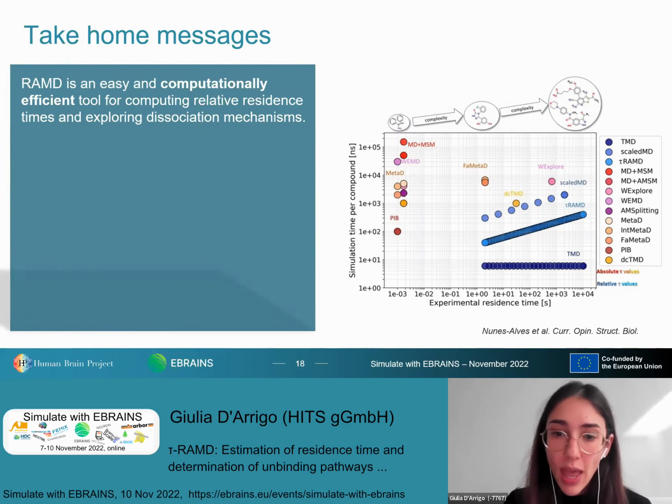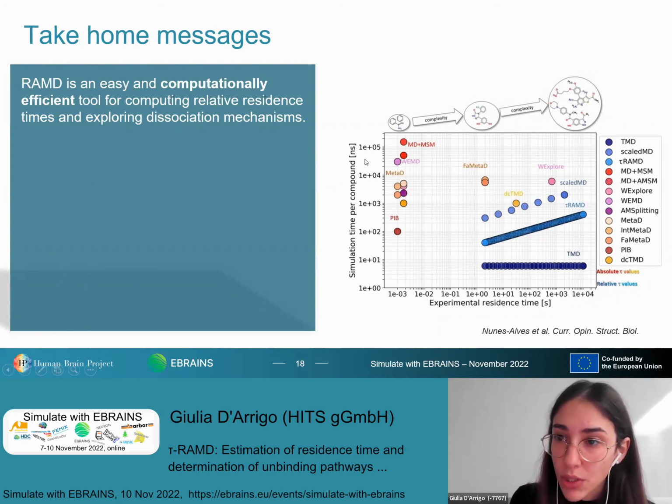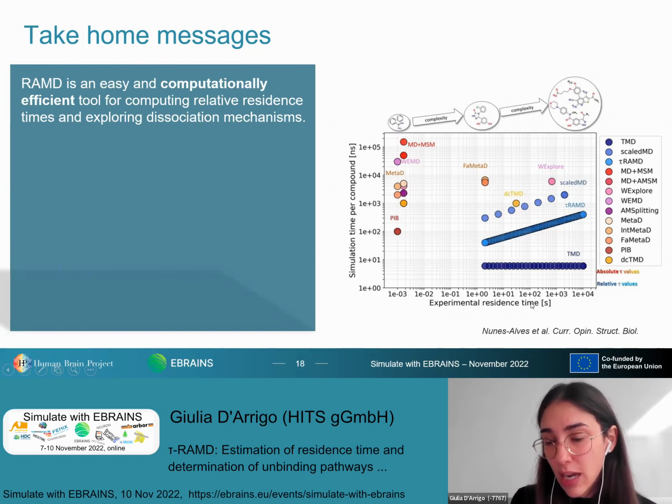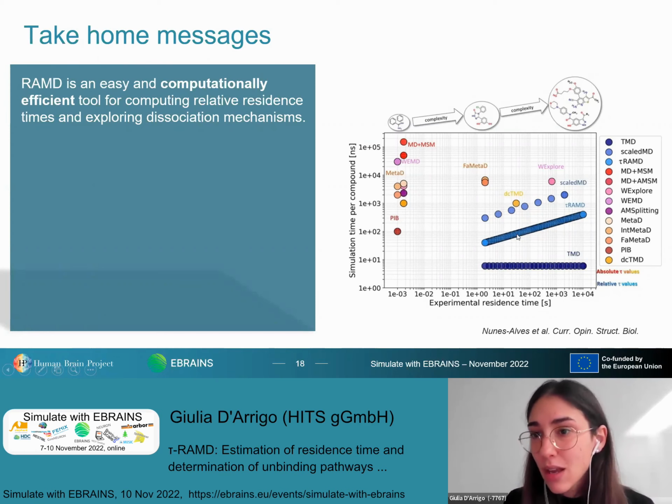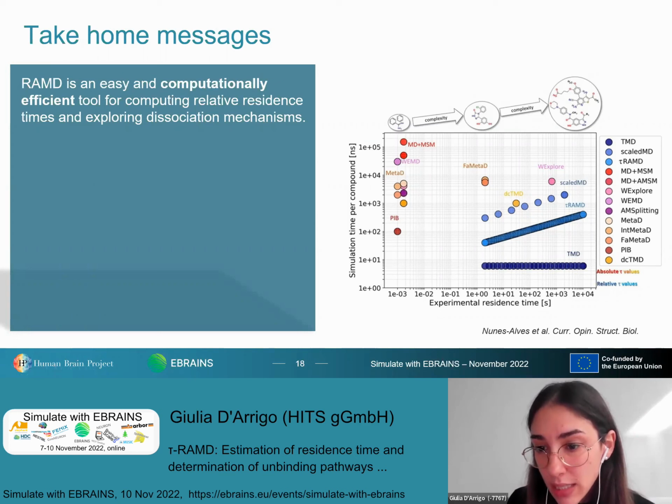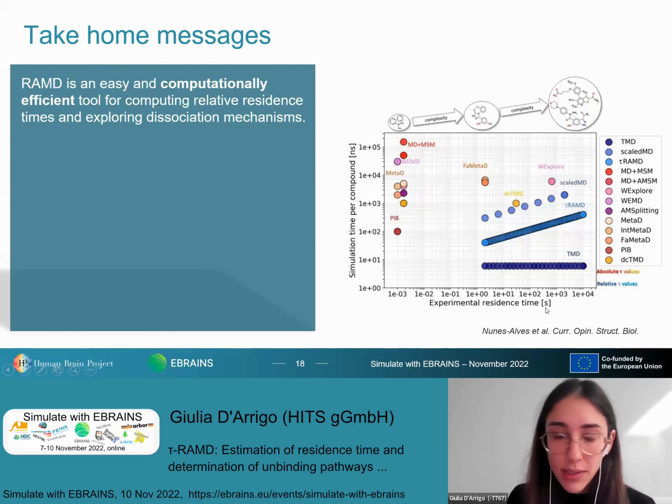Basically, what this plot is telling you is the amount of time that is needed to simulate the experimental residence time. And you can see that TARMD actually performs quite well. It's among the fastest approaches. Only targeted molecular dynamics is a bit faster, but you should also see that for TARMD, the time that is needed increases as the experimental time increases.